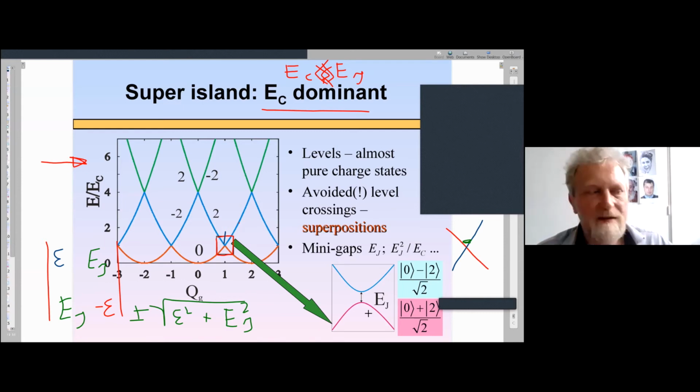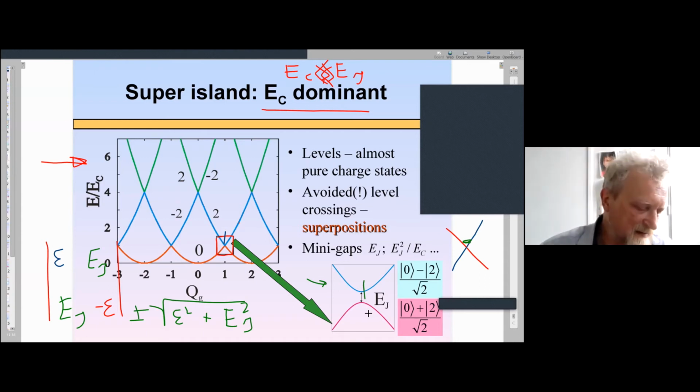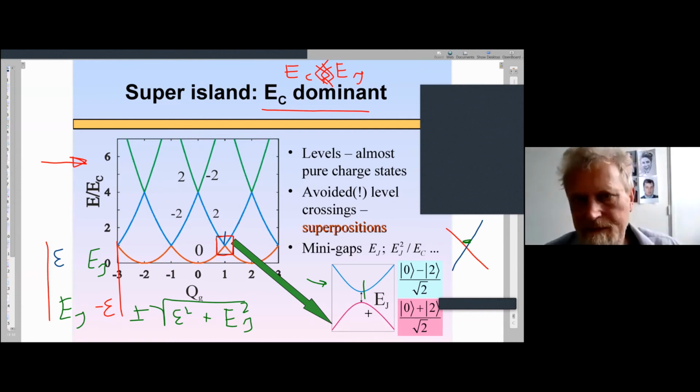Good. So this is the simplest realization of superposition, a very clean one. Only two states with closest energies are involved. Right. So that's about the limit of large charging energy.